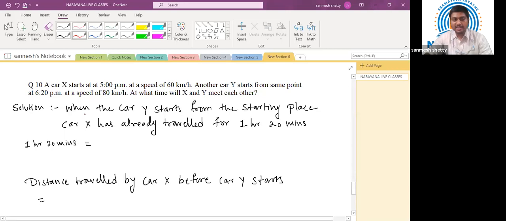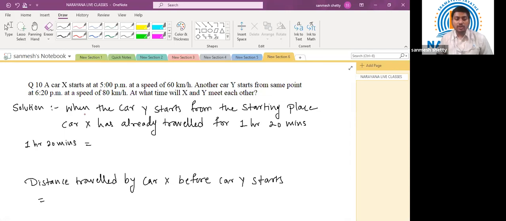Again, I repeat my question. A car X starts at 5 p.m. with a speed of 60 kilometers per hour. Another car Y starts from the same point at 6:20 p.m. at the speed of 80 kilometers per hour. We have to find the time at which X and Y both will meet each other.